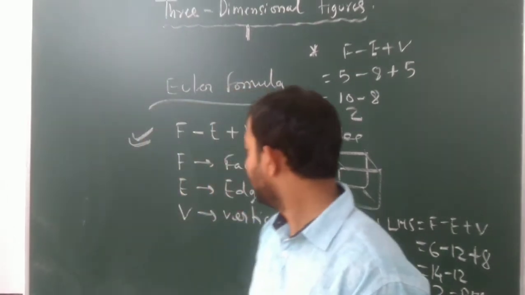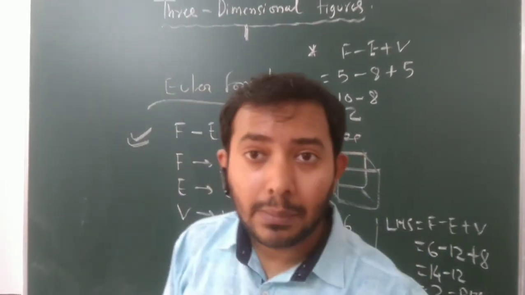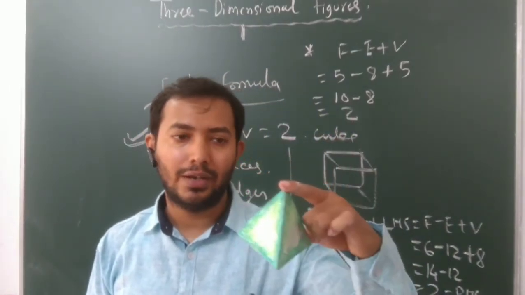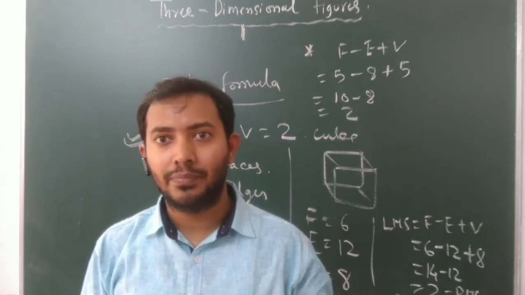Okay, one more thing. A triangular pyramid has another name, that is tetrahedron, which we use in chemistry.